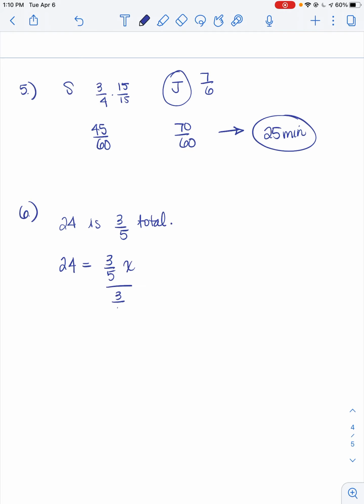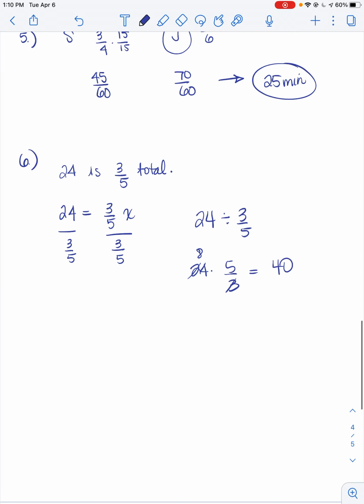To solve this, I have to divide both sides by 3/5. 24 divided by 3/5 is the same as 24 times 5/3. Cross out here, and I get that there were 40 stickers in total. But that's not what the question asked. The question asked how many she had left. So if she had 40 and she gave away 24, that must mean that she has 16 stickers left.